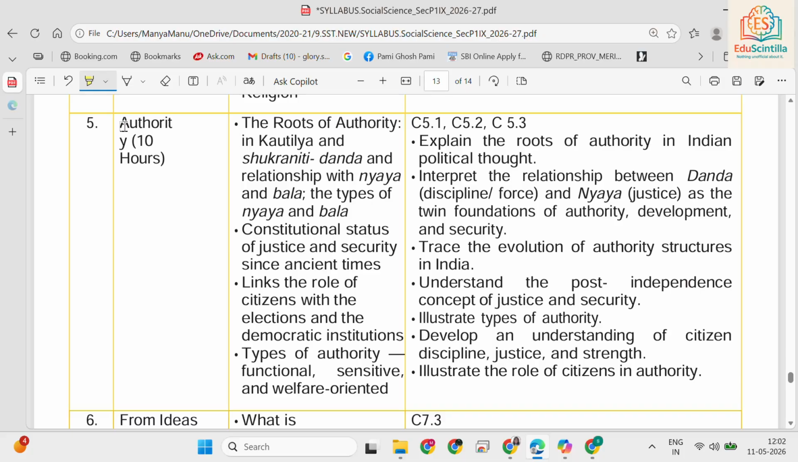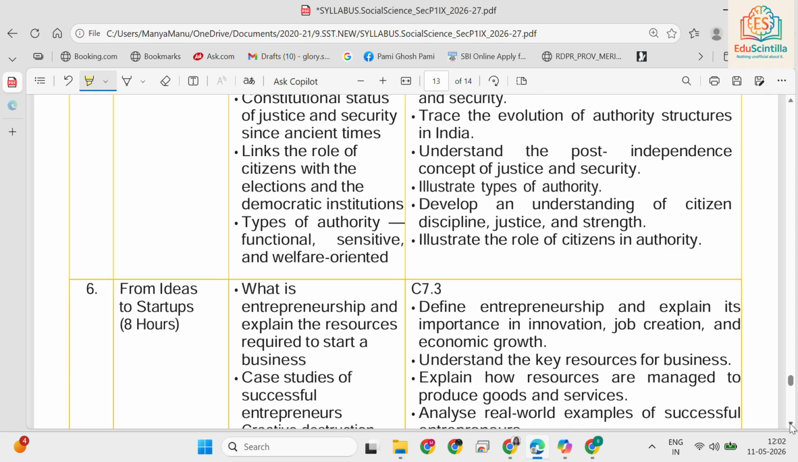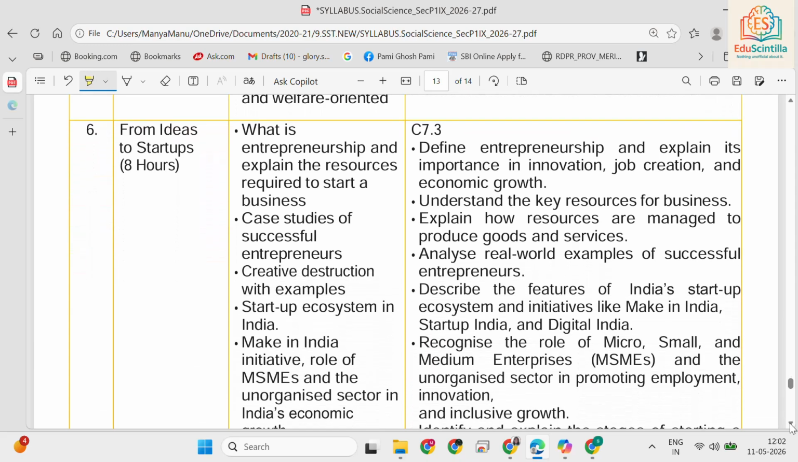Then theme 5 of part 2 is authority. Time allocated is 10 hours. The roots of authority, constitutional status of justice, and links the role of citizens with the elections and the democratic institutions, types of authority, functional, sensitive and welfare oriented. Also have a look at the competencies and outcomes.